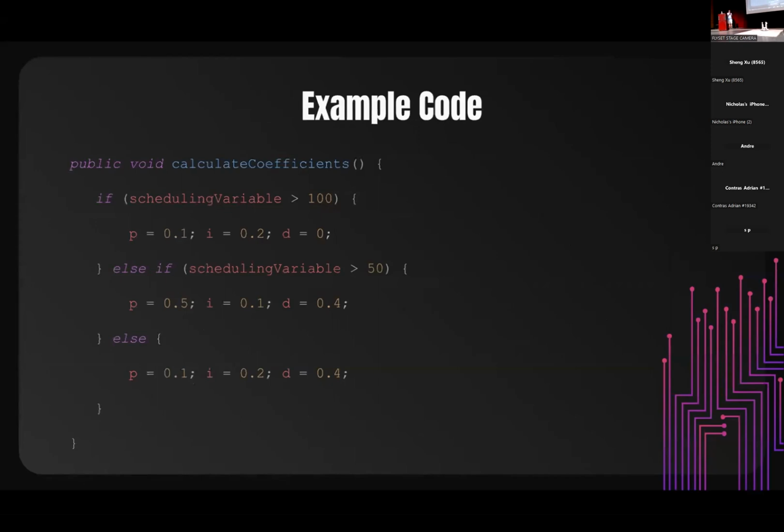If the scheduling variable is equal to 100, then we set our PID gains to a certain value. Otherwise, if it's the other design point, then we set it to a different value. And if it's none of those design points, then we set it to a different value. So yeah, let's go to the live demo.